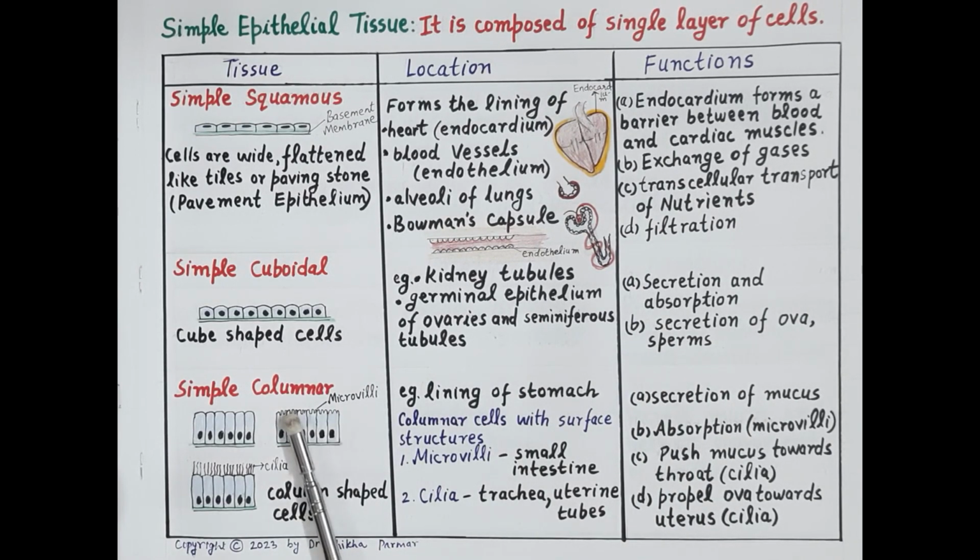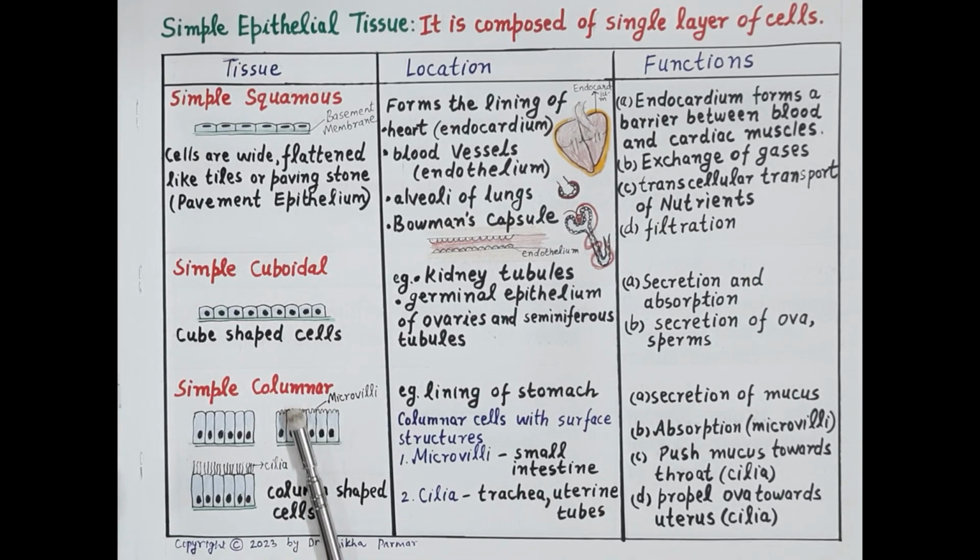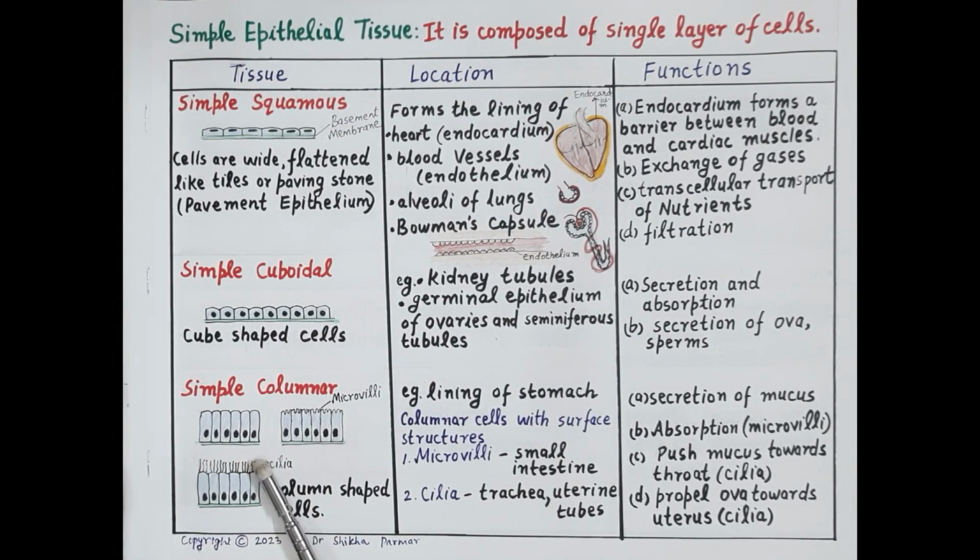Then the third type of simple epithelial tissue is the simple columnar epithelial tissue. As you can see in this figure, the cells are elongated and column shaped. Nuclei are also elongated and they are located towards the base of each cell.